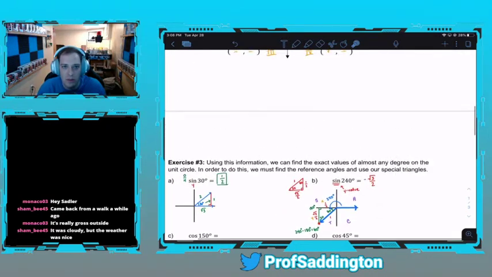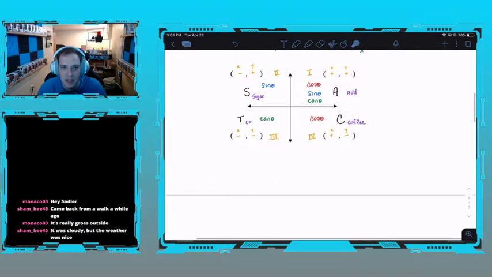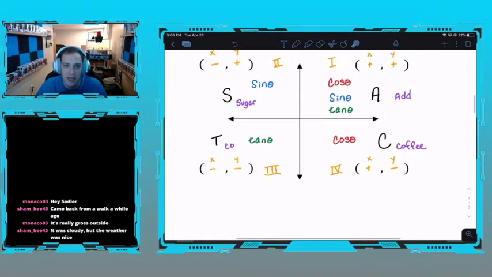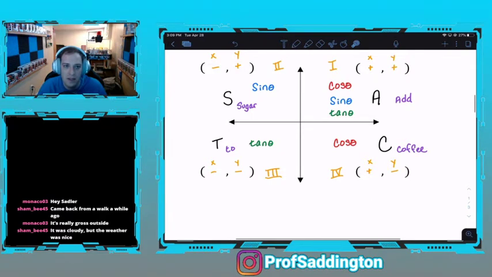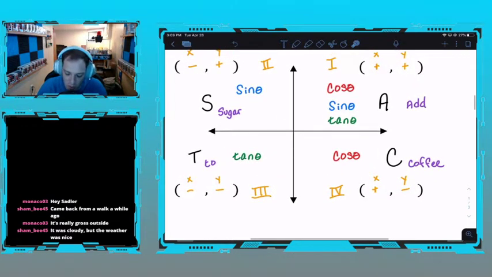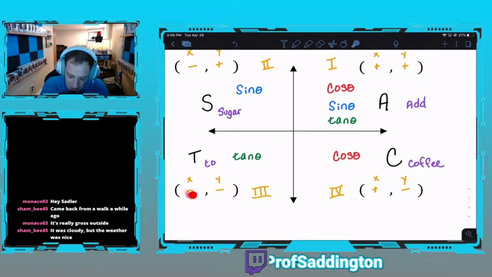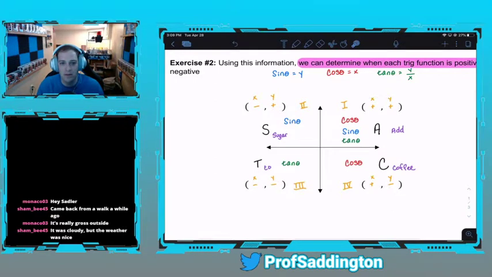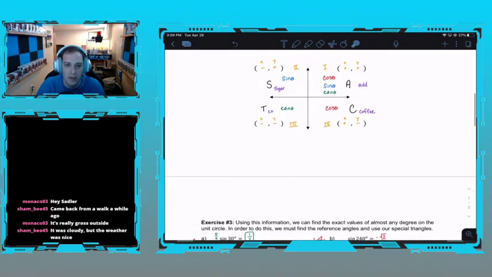So I'm just scrolling back to that first page again so you guys can see what I wrote in here. ASTC, add sugar to coffee. Since we were in that third quadrant, it's telling us the x and the y's have to be negative here. But since I was asking you to only find the sine, we were only looking for the y value, and now we're done.